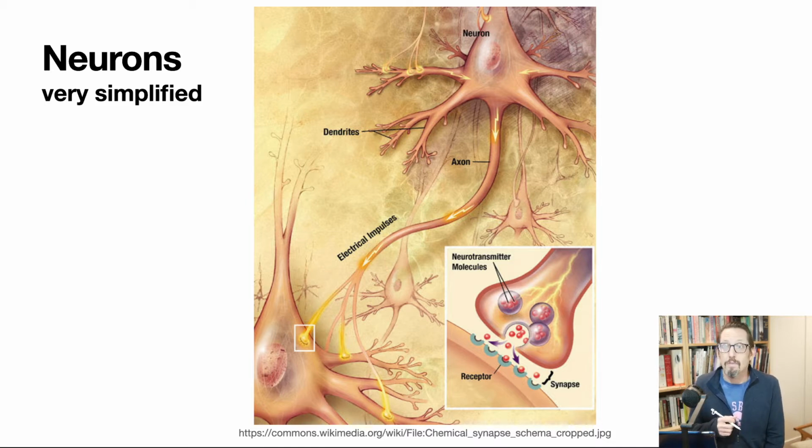electrochemical cells, right? They move ions of chemicals in and out of the cell, and by doing that, they create an electric charge. And that electric charge can move along a cell, right? So if the cell has an action potential, a little electrical spike, it will travel along the axon, which is the output of a neuron.